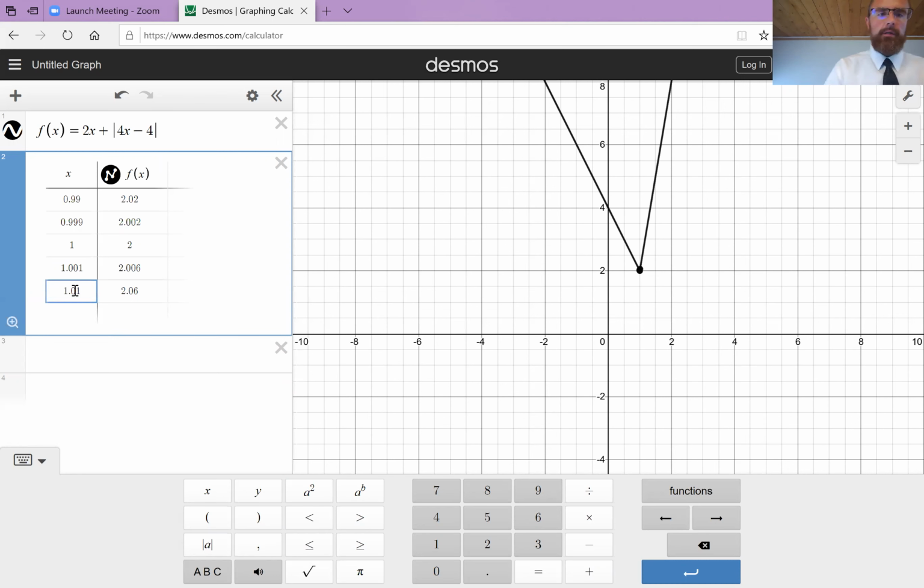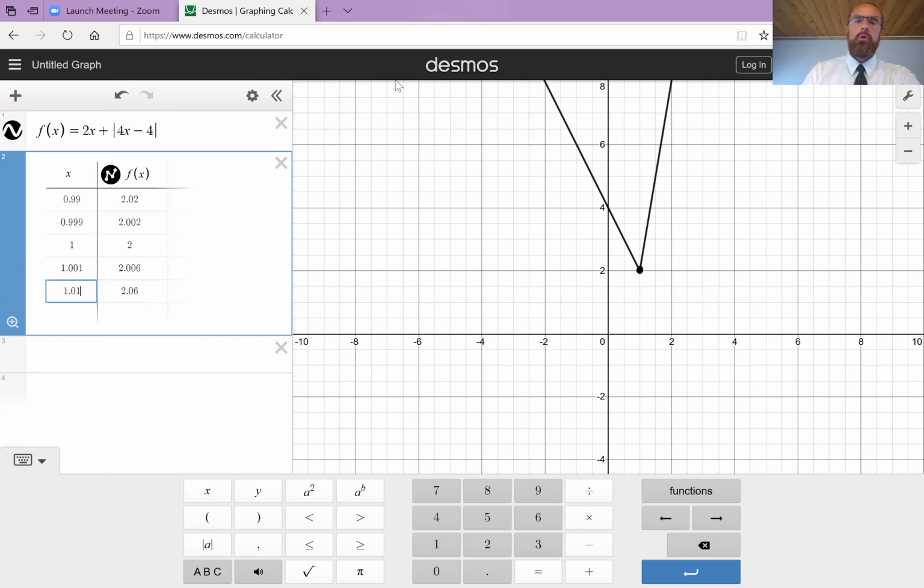All right. So what we see there supports this idea that the function, as we approach from the left of 1, is in fact getting closer and closer to 2. At 0.99, it's 2.02. At 0.999, it's getting even closer, 2.002. That gets right to that value at 1 of 2, and then at 1.001, it goes to 2.006, which again is very close to 2, and 1.01, 2.06.